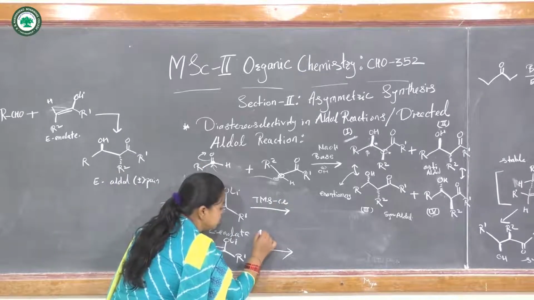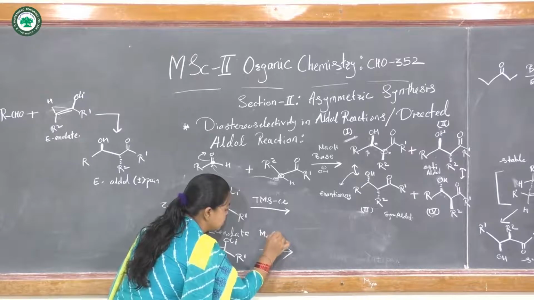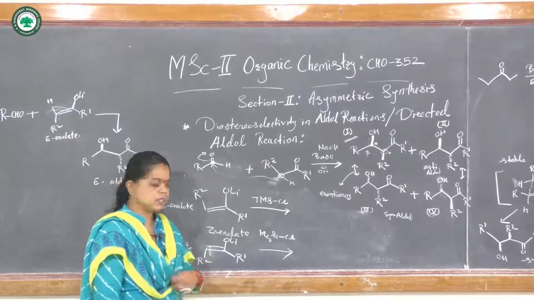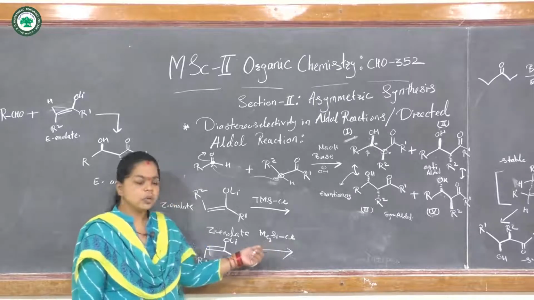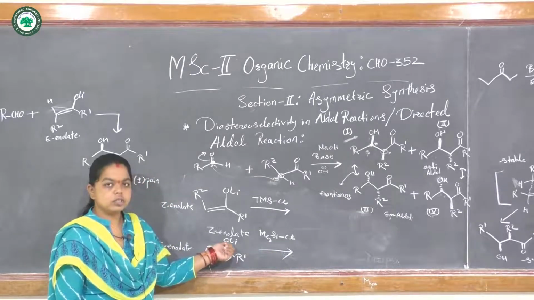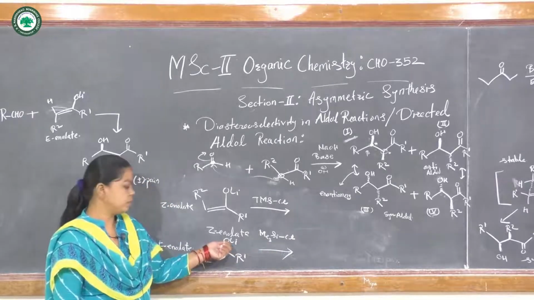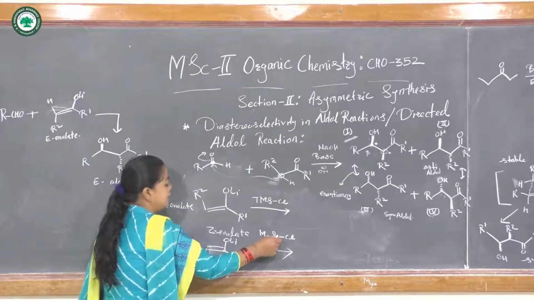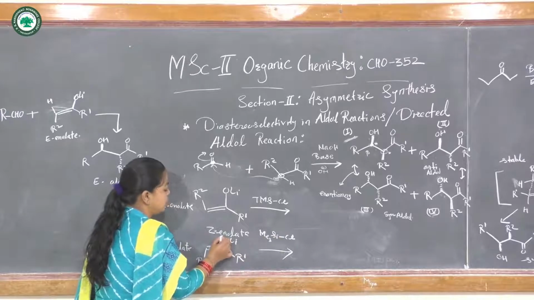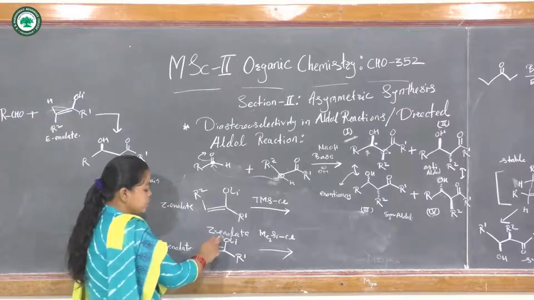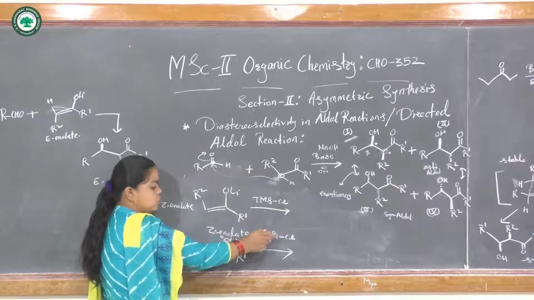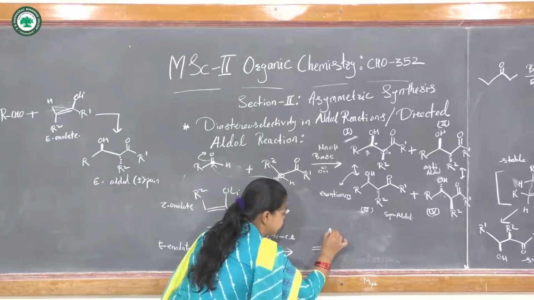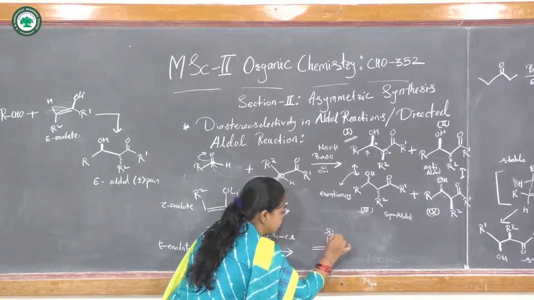It is the trimethylsilyl chloride compound. This type of silyl compound is used to protect the OH group or the alcohol group present in a compound. So what happens here? Silicon has a strong affinity for oxygen, so the oxygen will bind strongly to silicon and we get the corresponding silyl compound.